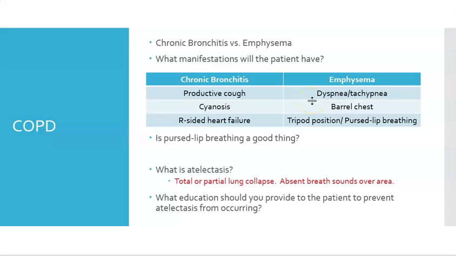COPD, so we have chronic bronchitis versus emphysema. What manifestations are they going to have? So with chronic bronchitis, they could have a productive cough. With emphysema, sometimes it's not so much. Chronic bronchitis, cyanosis, and right-sided heart failure. With emphysema, they're going to have dyspnea and tachypnea and a barrel chest.